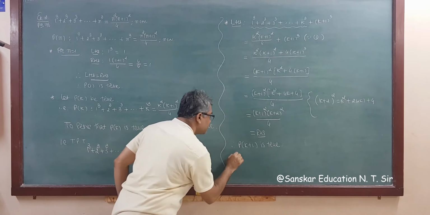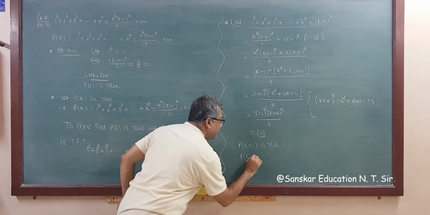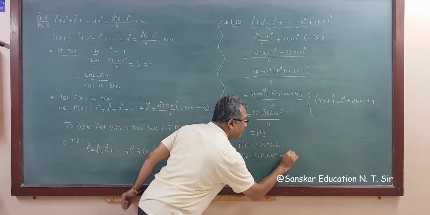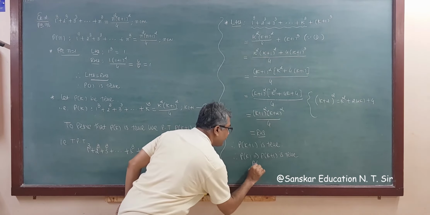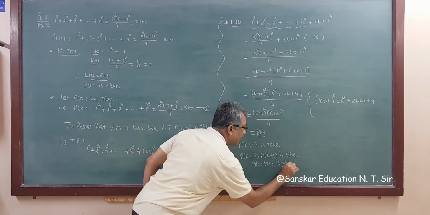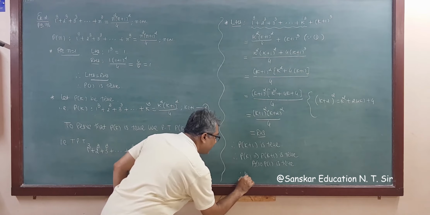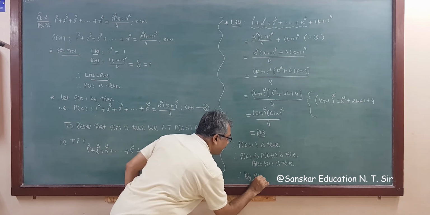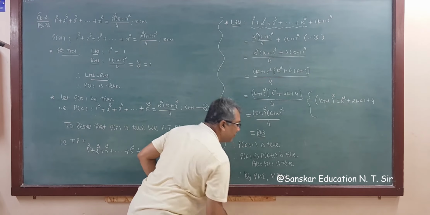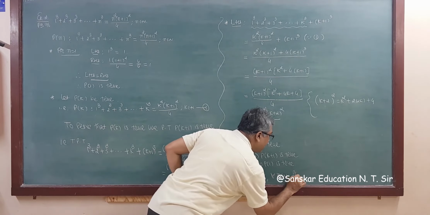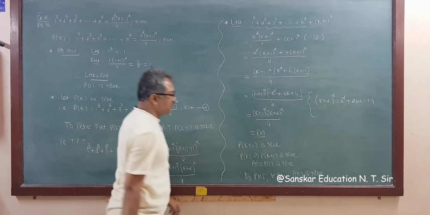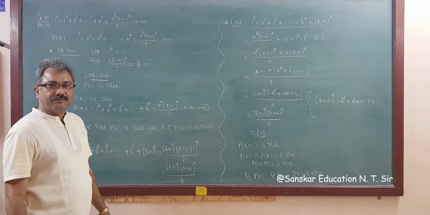Right? So therefore Pk implies Pk plus 1 is true. Also P1 is true. So therefore by PMI, for all n belongs to N, Pn is true.